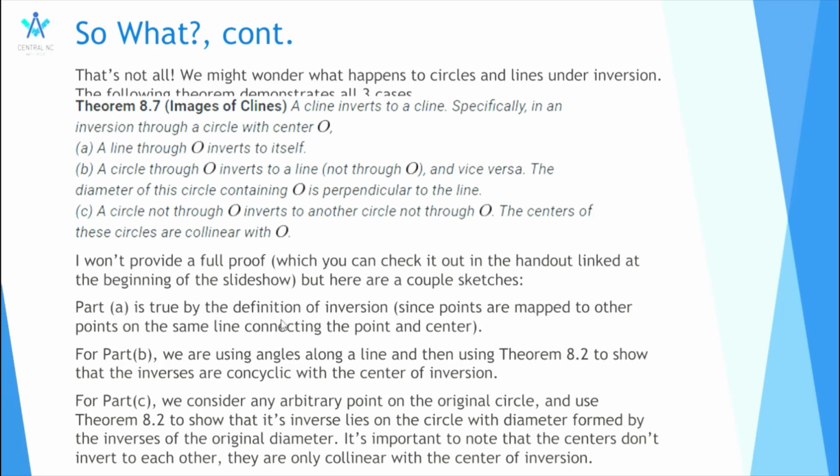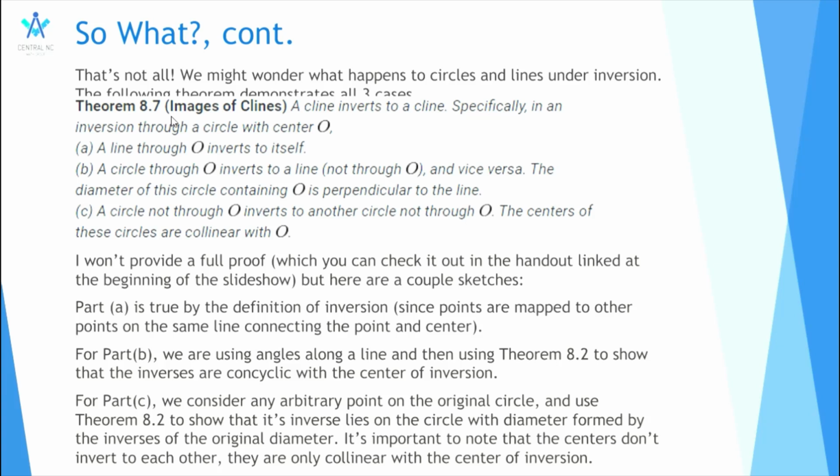So part A, it's true by the definition of inversion, right? Because points are inverted to another point on the same line as the line connecting the point and the center. So each point on this line is going to get inverted to another point on the line, and so that line remains constant. For the second case, we're using angles along the line. So for example, we have A, B, C collinear points. Directed angle OAB is equal to directed angle OAC.